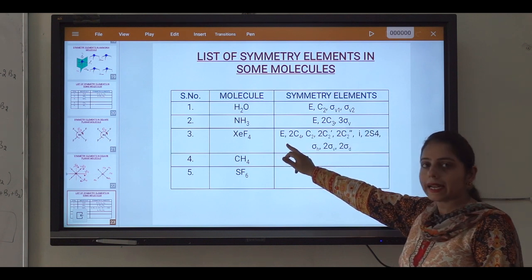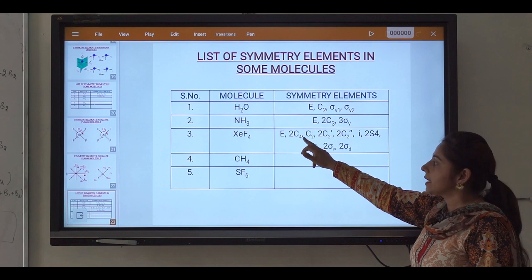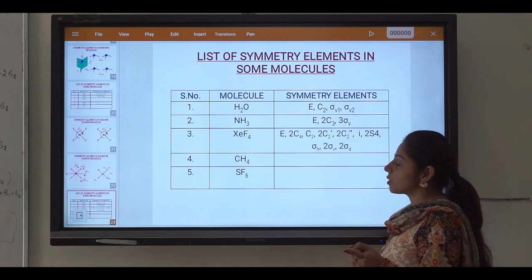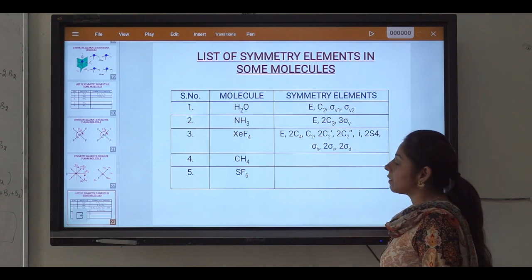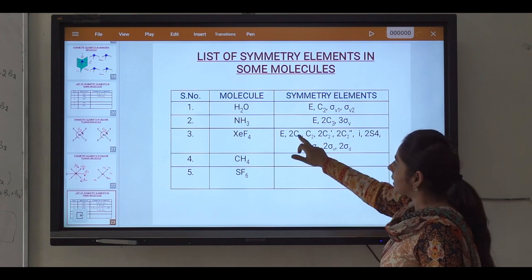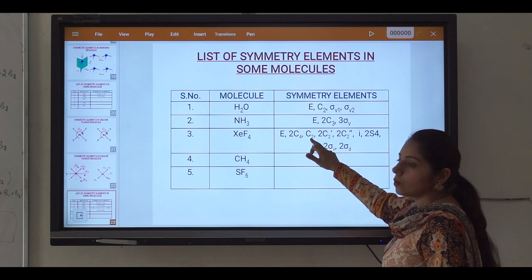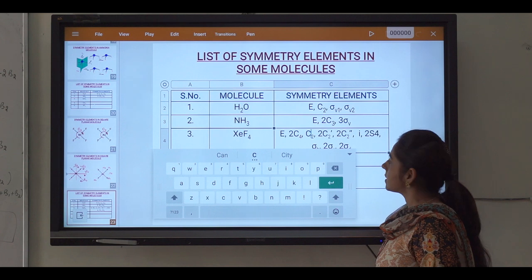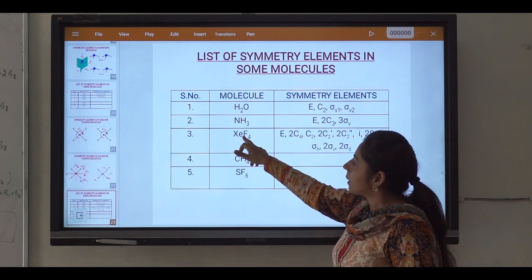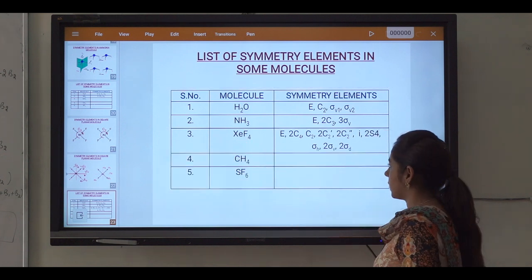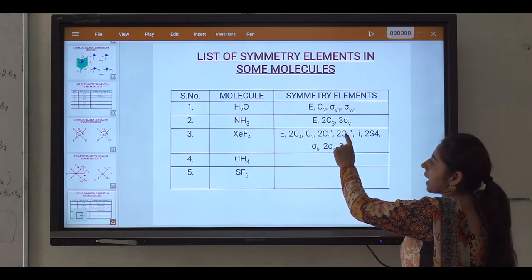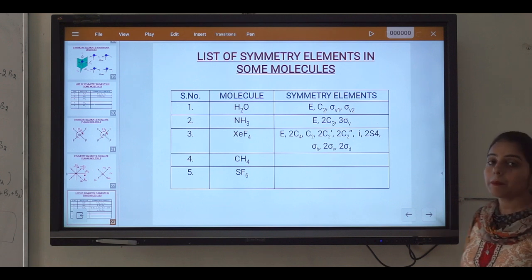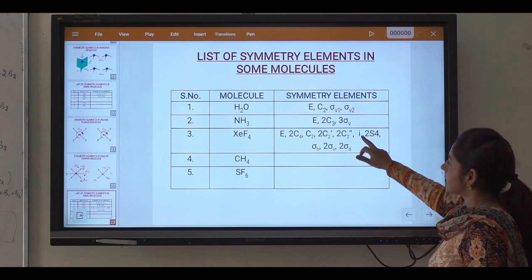First one is identity, which means doing nothing. Second is C4. Here there are 2 C4. One is rotation by an angle of 90 degrees and another by 270 degrees. This C4 and the next C2 are the same axis, and this axis is perpendicular to the plane of the molecule, whereas 2C2 dash and 2C2 double dash are axes in the plane of the molecule. Next is the inversion, I.